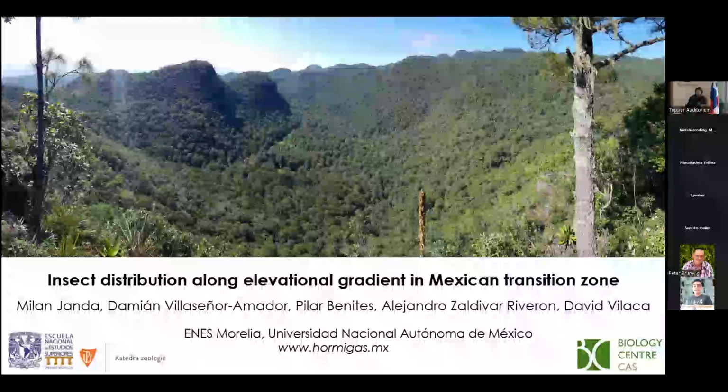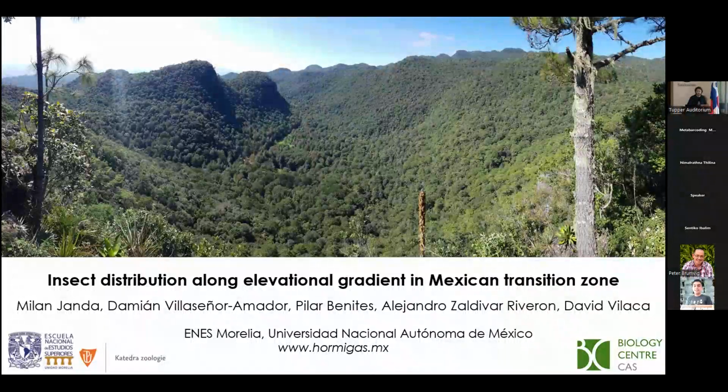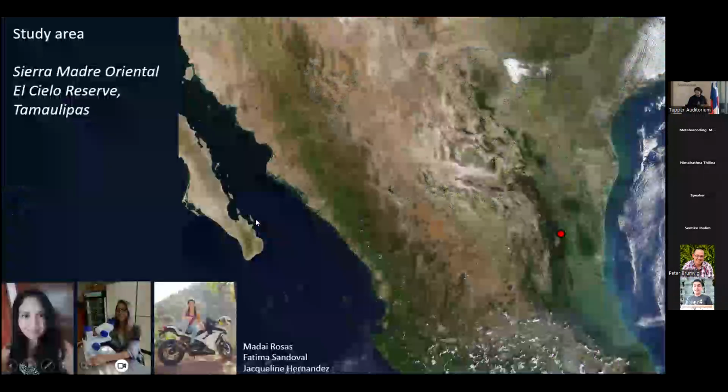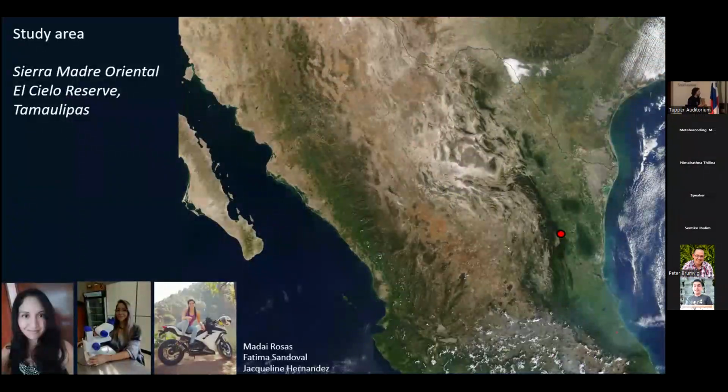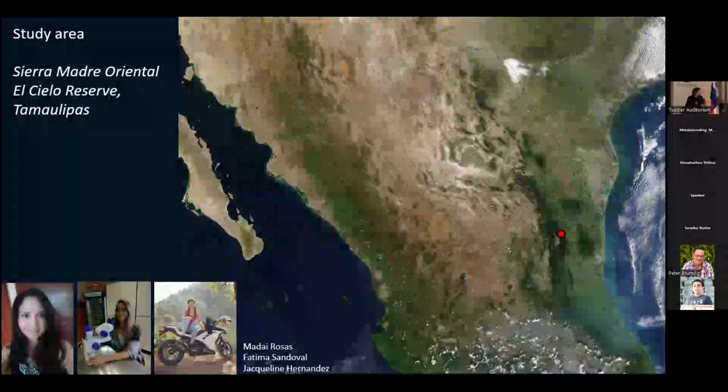Biologists have been obsessed for over 100 years with studying species along elevation gradients. So do we really need another study along an altitudinal gradient? Maybe not necessarily, but what makes this study interesting is that it's situated in a biogeographically interesting zone.